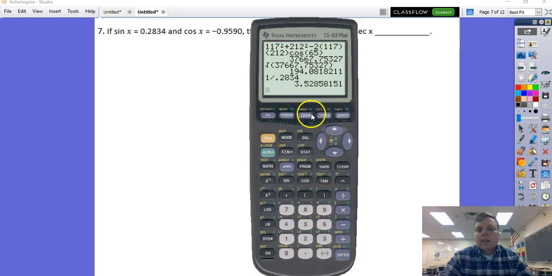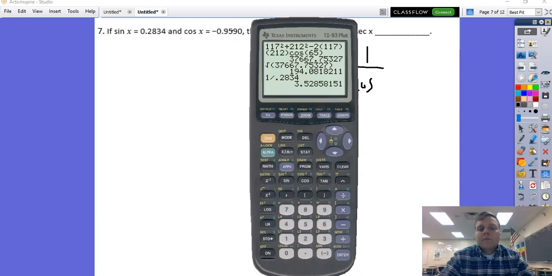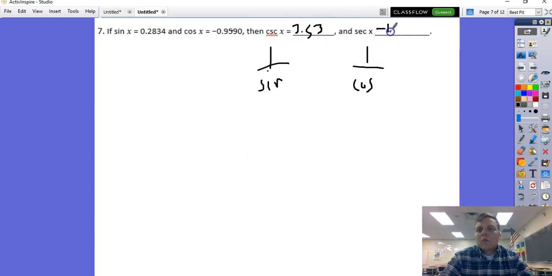And we get 3.5. I'll say 3.53. And secant x, you should remember, is the same thing as 1 over cosine. So, for this problem, we just grab our calculator. And we can type in 1 divided by negative 0.9590. Press enter, and we get negative 1.04. And there we go.